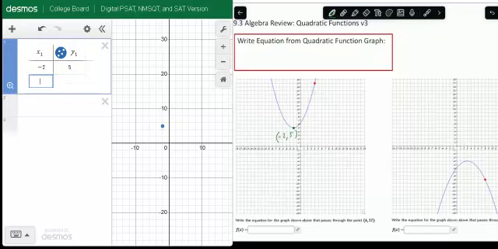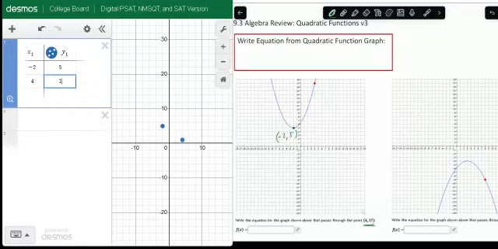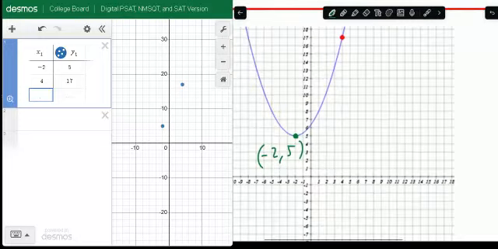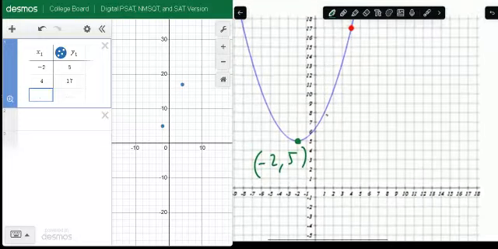I was told a second point is (4, 17), so I'm going to enter that. Okay, and I want one more point. If you look on this graph, there are some points, I'm going to zoom in, that look close. Like this one looks close, but there's one that I know for sure will be there, because the graph of a parabola is symmetrical.